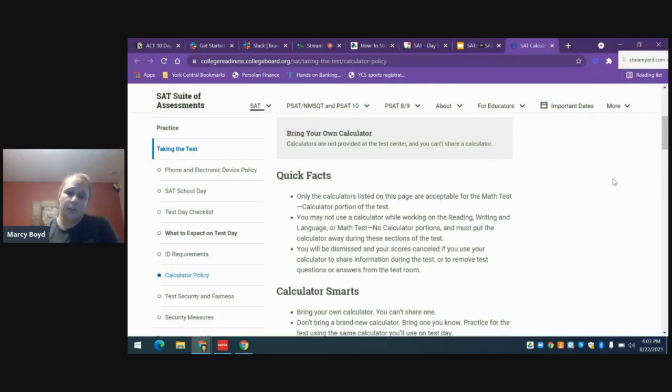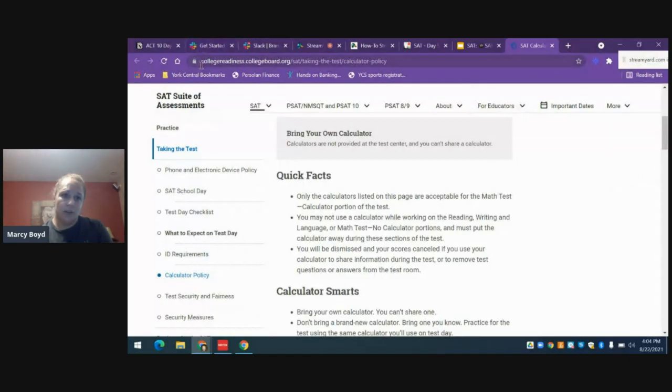I tell my students to bring 2 calculators with them. Do not lend them out. I know that sounds weird because we're all about sharing, but you paid for this test. Don't share your calculator. If one dies, you can't say, I lent it out, can I have it back? It doesn't work that way. So take your own calculator, take 1 or 2, and take a calculator that you're used to.